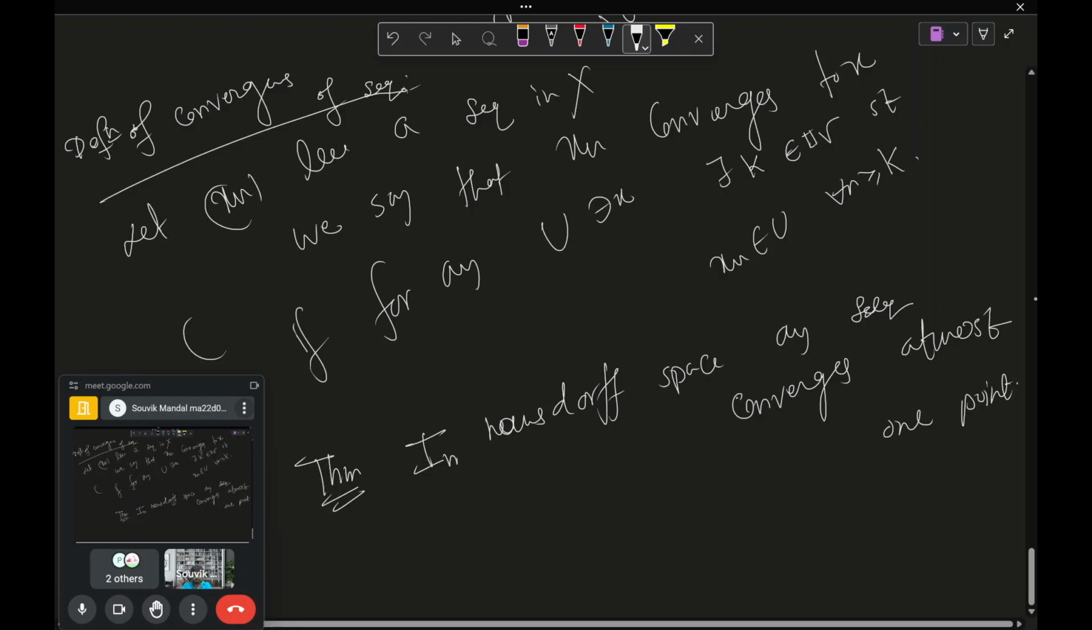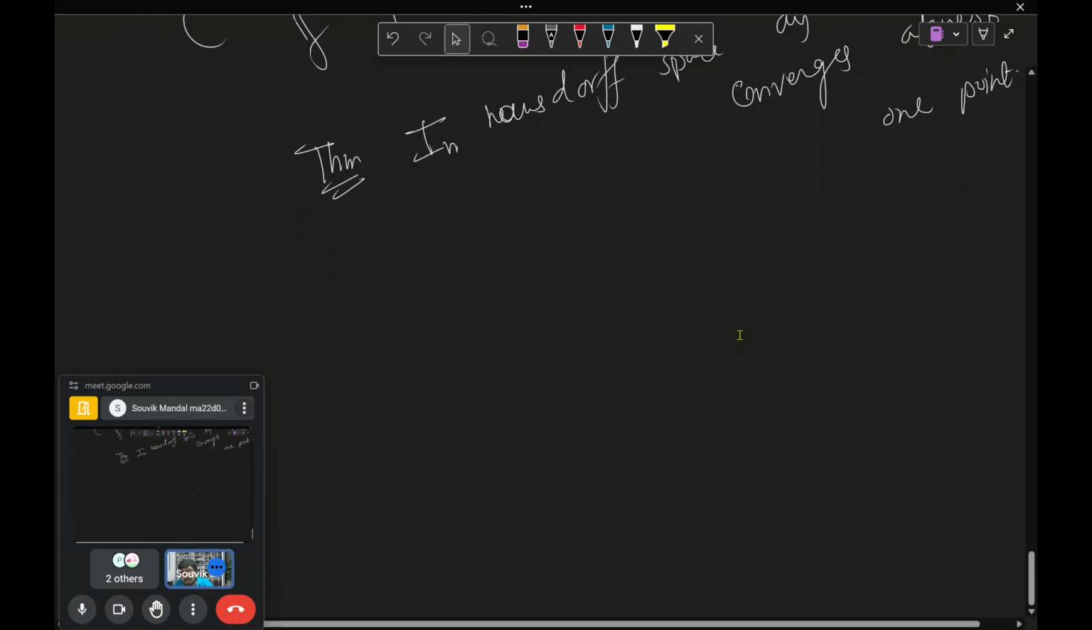Excluding finitely many points of the sequence, almost all the points of the sequence must be in that open set as per the convergence definition, but they cannot be in both disjoint open sets. Either it is in this open set or in that one. So in a Hausdorff space, a sequence cannot converge to more than one point. Very good.